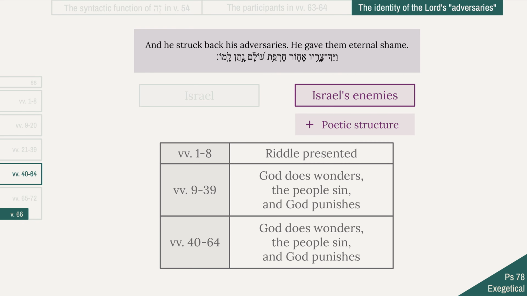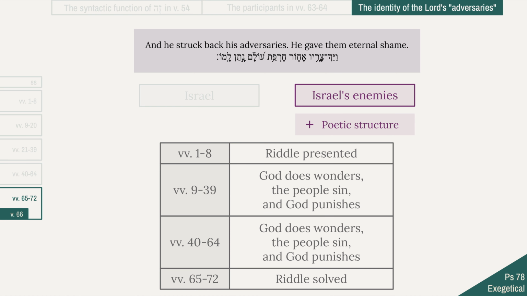And then verses 40 to 64 describe the same basic sequence. God does wonders for his people, they sin against him, and then he responds with anger and punishment. And this is the riddle, this is the puzzling problem. How is this pattern going to be broken? How is the Lord going to fix this problem and make for himself a faithful people?